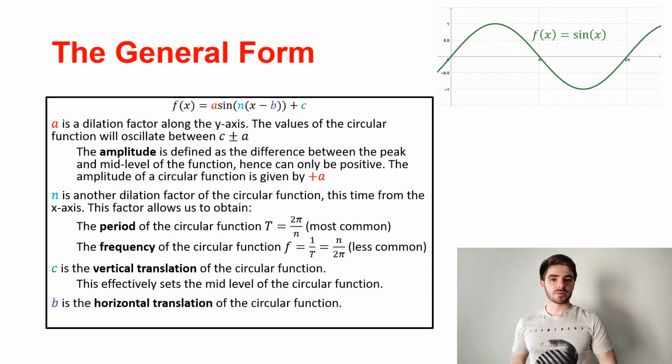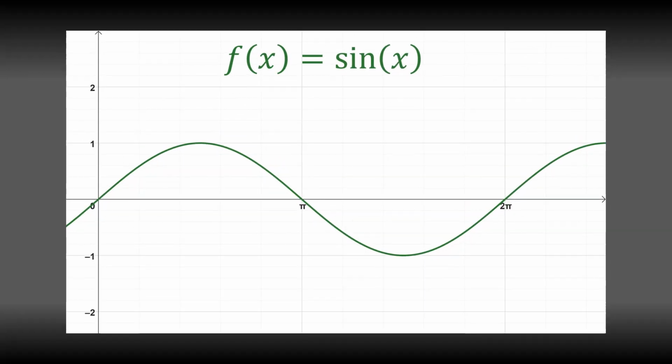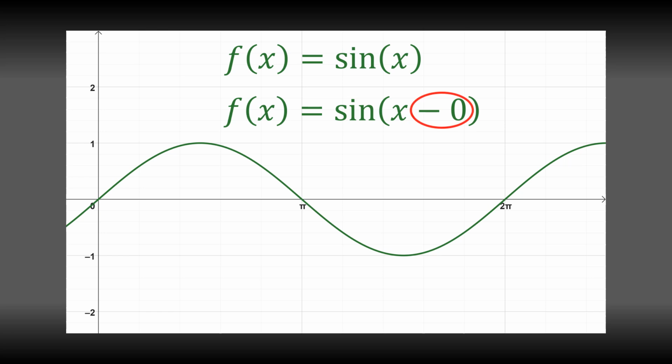Finally, we have b, the horizontal translation term. b just shifts the graph left or right. The graph of sin x has no horizontal translation. This is because the b term is absent. Again, this is a subtraction, not a multiplication. So if the b term is absent, we assume it has to be 0.